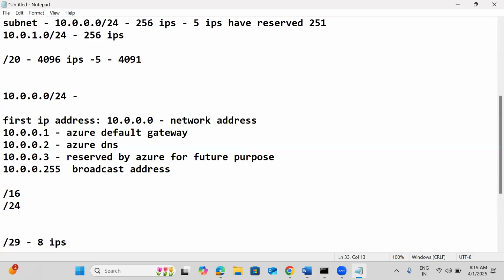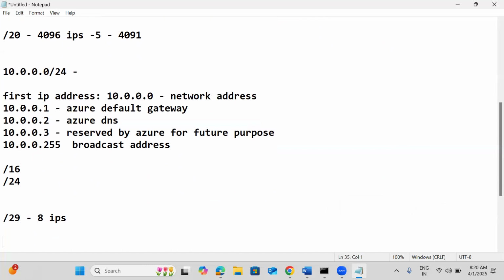Among those 8 IPs, again 5 are reserved. That is the smallest CIDR supported in Azure. But technically we can keep only three resources in that VNet, which is not a best practice. The maximum is /8, but it is also not recommended to use /8. If I use /8, I'm getting almost 16 million IPs.